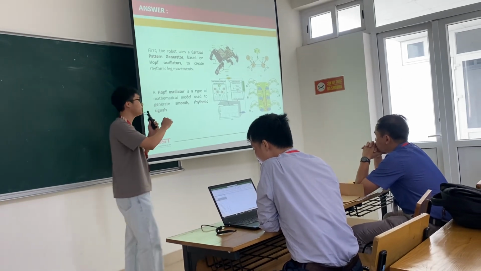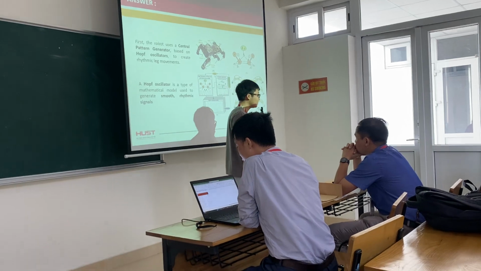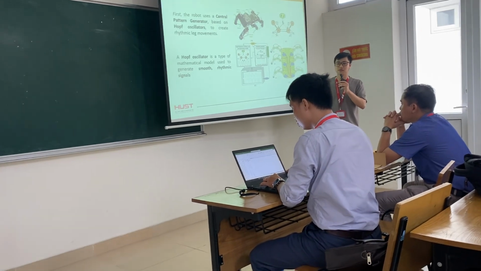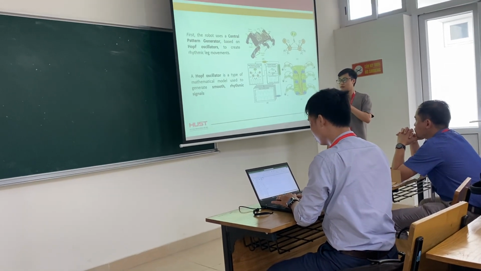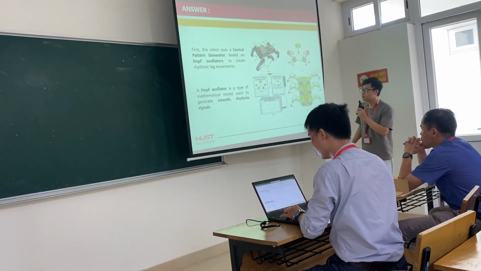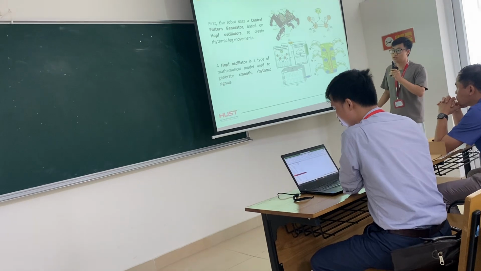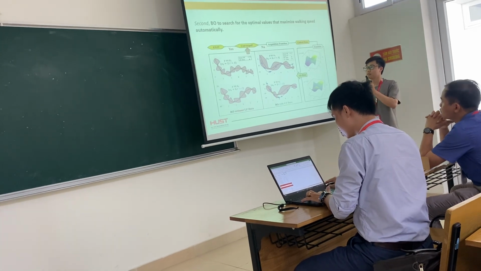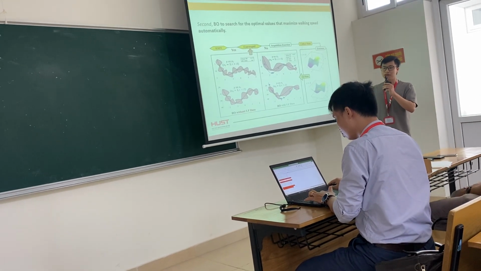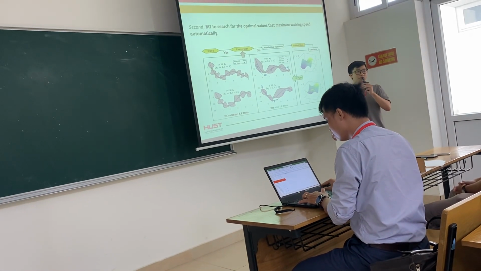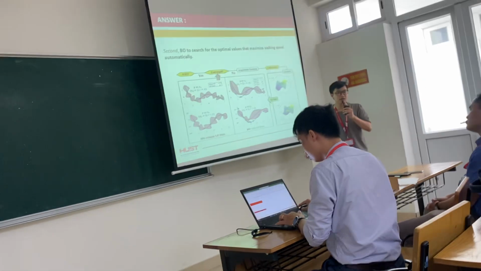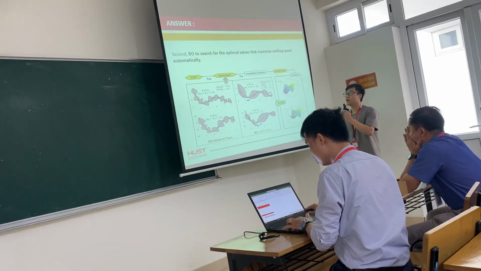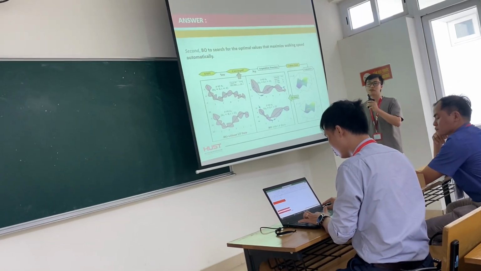Coming back to the CPG, it mimics the biological system, allowing the robot to produce different styles of gaits, such as running or walking. But for the gait to be effective, we need to change the parameters of the CPG. So that brings us to BO. We need to change the amplitude, frequency, or phase offset between legs. Instead of manually adjusting the parameters, we use BO to search for the optimal values that maximize walking speed automatically.